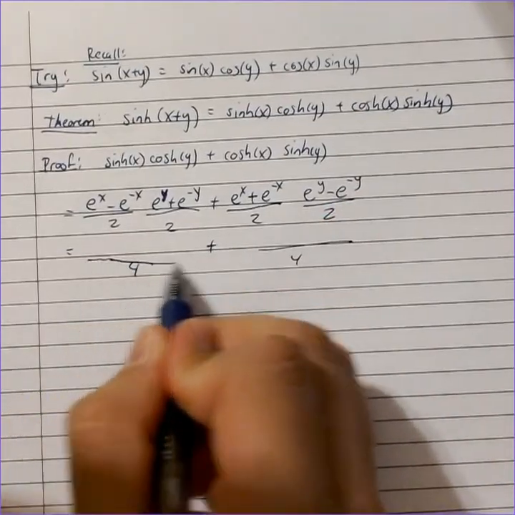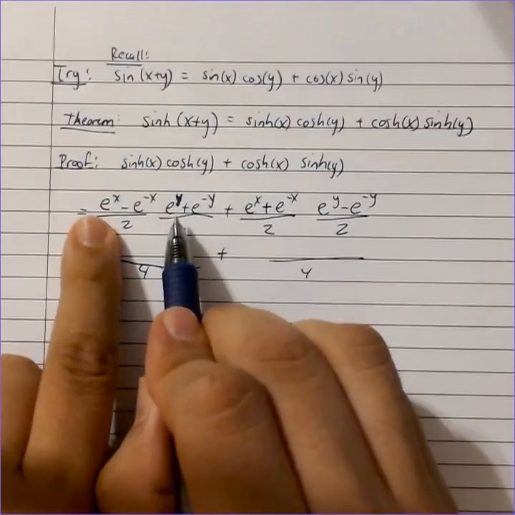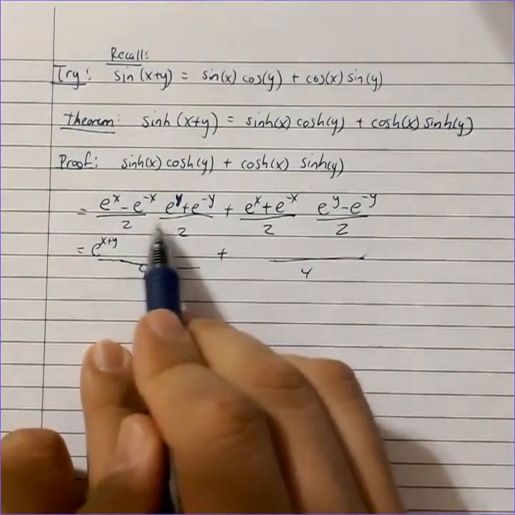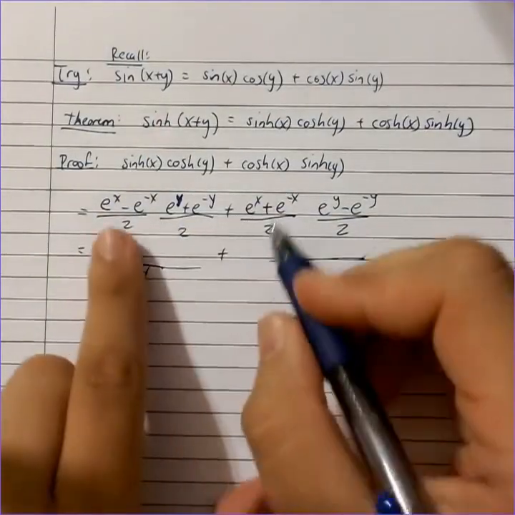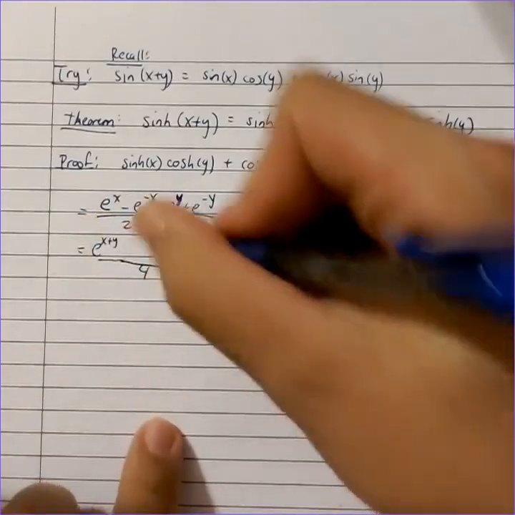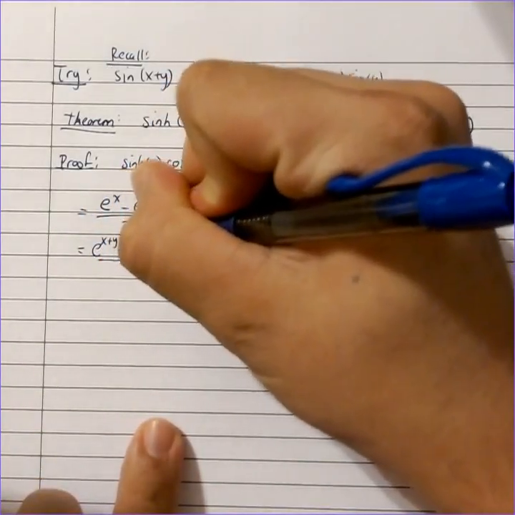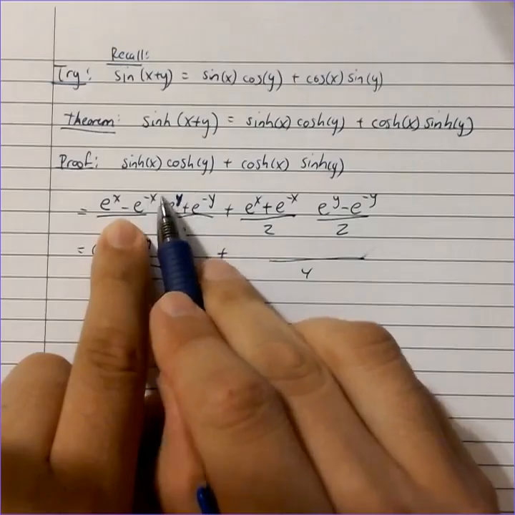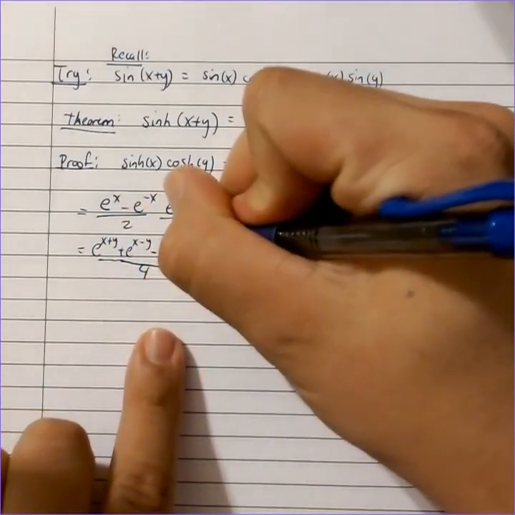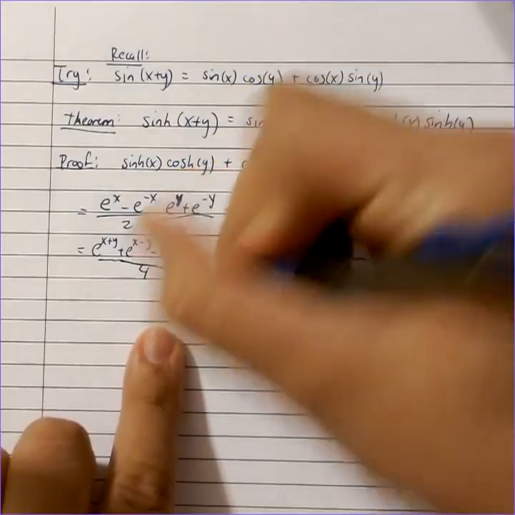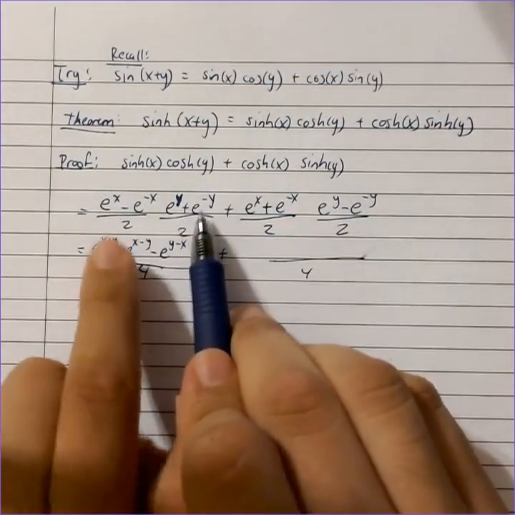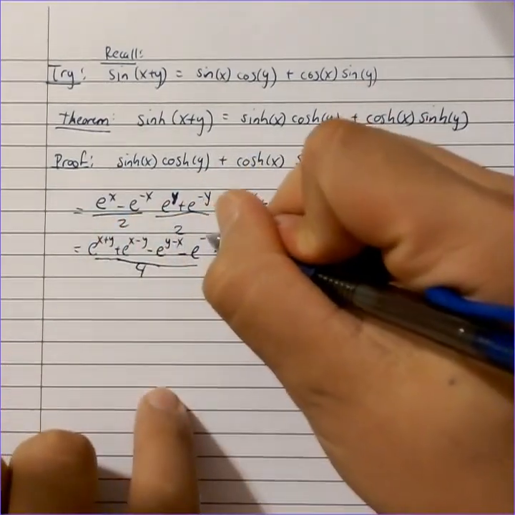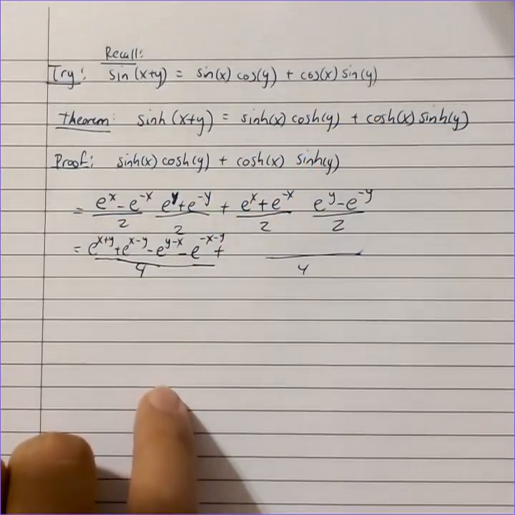But now my numerators, well, let's see. I can distribute e to the x times e to the y. That's e to the x plus y. Right, when you multiply two things that have the same base, the powers add together. Same thing here. That's going to be e to the x minus y. So plus e to the x minus y. Here, that's going to be minus e to the y minus x minus e to the y minus x. And then here, that's a positive times a negative, so negative e to the minus x minus y. Just like that.